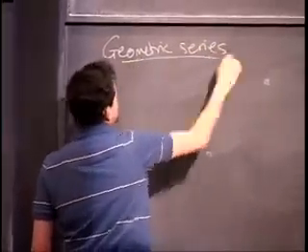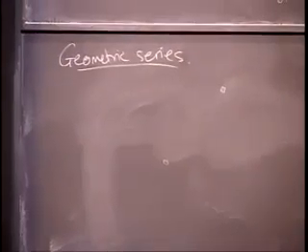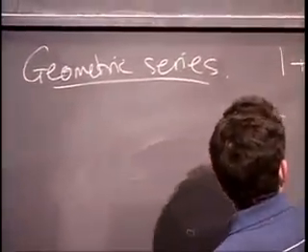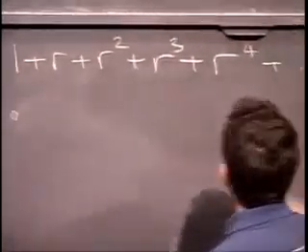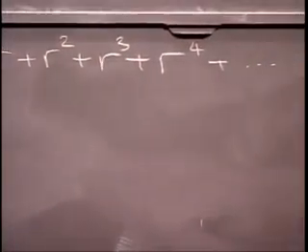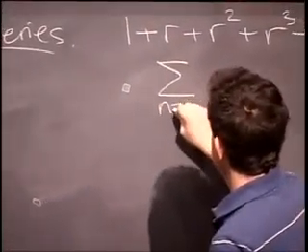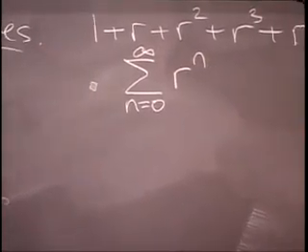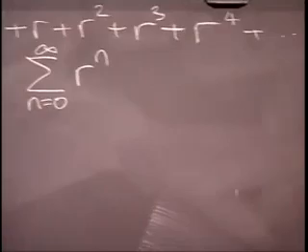So as I said, these are very important. What I'd like to do is sum up the powers of r. So I get 1 plus r plus r squared plus r cubed plus r to the 4th. This is the same thing as the sum from n equals 0 to infinity of r to the n. That's the sigma notation version of this. And so what is this?